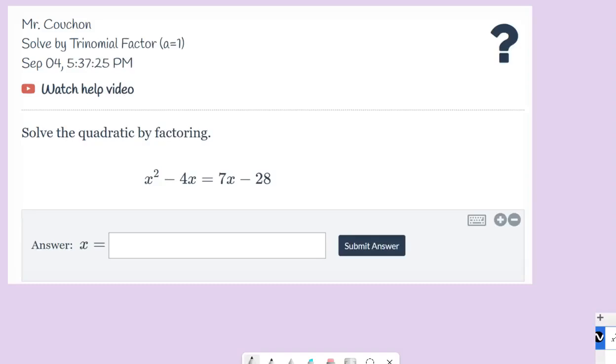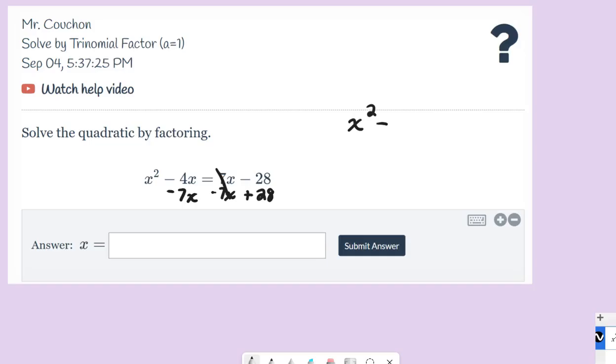So now we're going to do some similar problems, but I want to take a step over and show you what these look like on a graph so you can understand the significance of what these x values are once we find them. So we'll solve this the same way as always. We'll take this 7x, which is a positive, we'll move it to the left side by subtracting 7x. And this negative 28, we're going to move to the left side by adding 28. So we're going to have this equation in standard form.